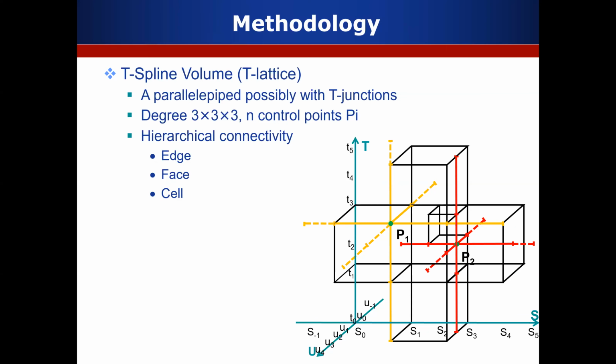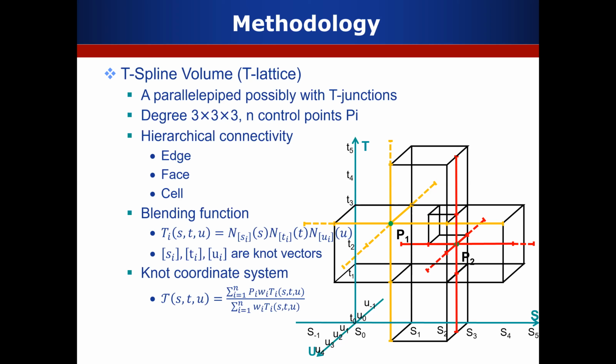So in the following slides, I will introduce the methodology in detail. Similar to a T-spline surface, we define a T-spline volume by a T-lattice that is a parallelepiped with T-junctions. T-junctions are the endpoints of partially terminated grid lines. We introduce a class of degree 3x3x3 T-spline volume that is tailored for FFD. The connectivity is hierarchically organized as edge, face, and cell. The equation of the T-spline volume is given here.